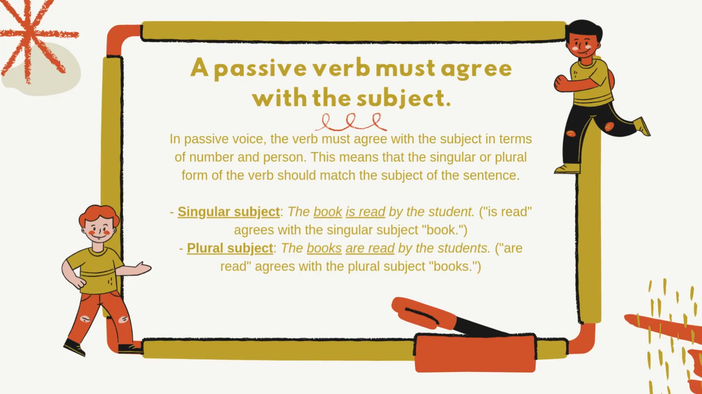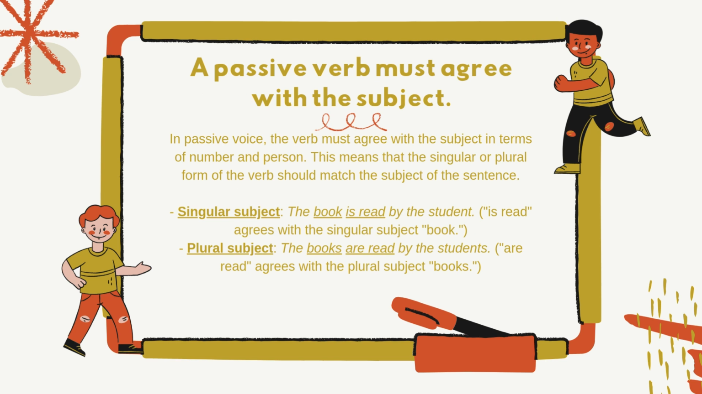Today we are going to talk about the changes that occur when we change an active verb into a passive verb. One of the things that we should focus on is that a passive verb must agree with the subject. What does that mean? In passive voice, the verb must agree with the subject in terms of number and person. This means that the singular or plural form of the verb should match the subject of the sentence.